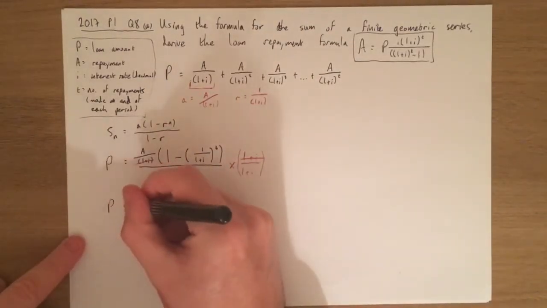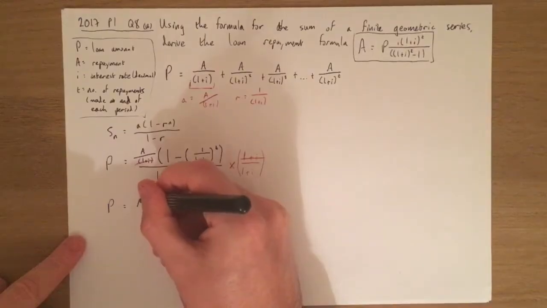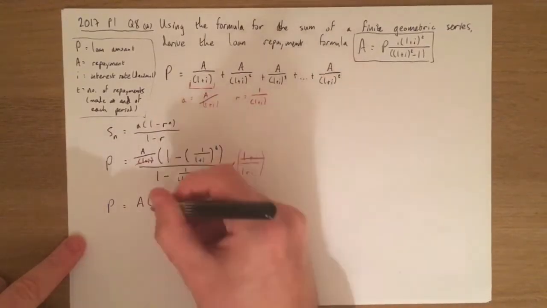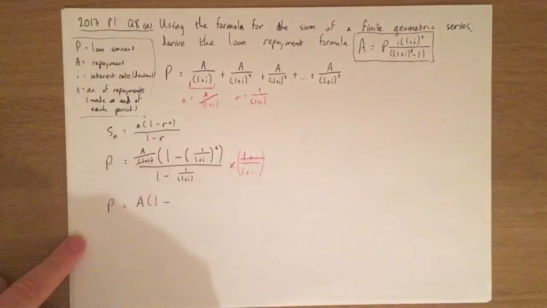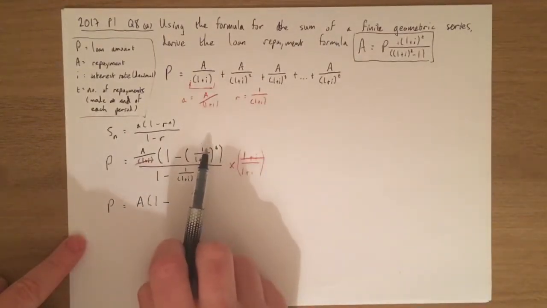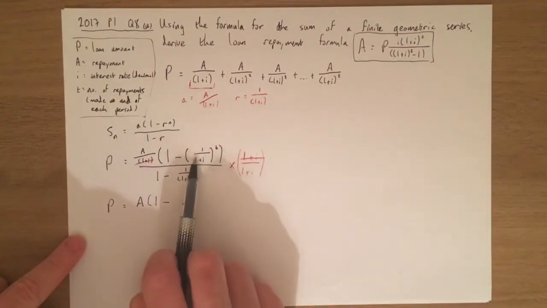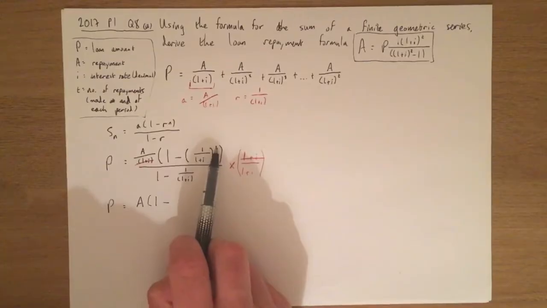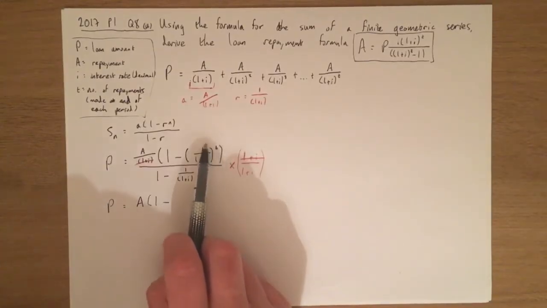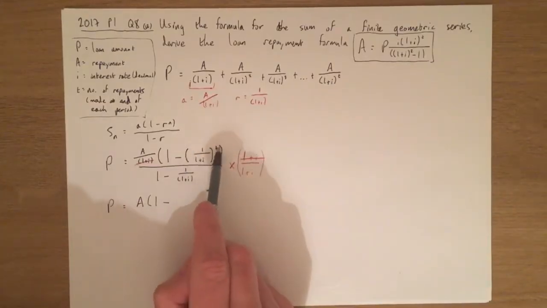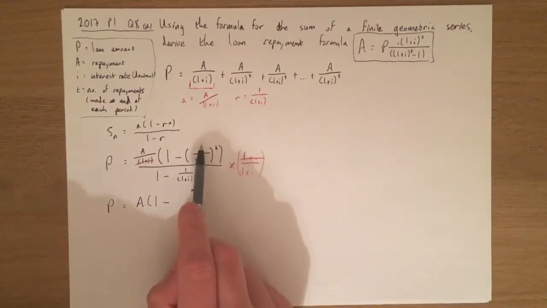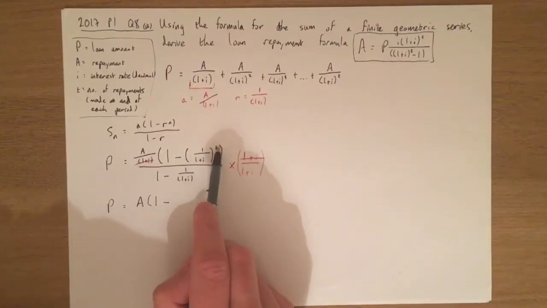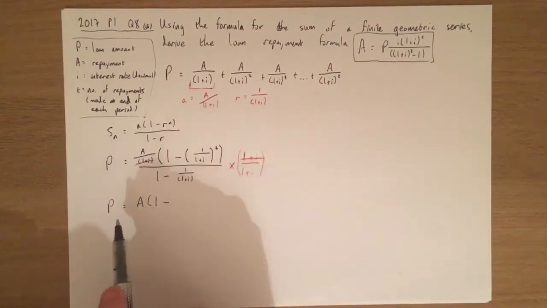So P is equal to A on 1 minus. One thing I'm going to do here as well. So this is 1 over 1 plus I to the power of t. When you're raising a fraction to some power, you can raise top and bottom to the power. So for example, 2 over 3 squared would be 4 over 9. It will be 2 squared over 3 squared. The power belongs, I guess, to the top and the bottom of the fraction.